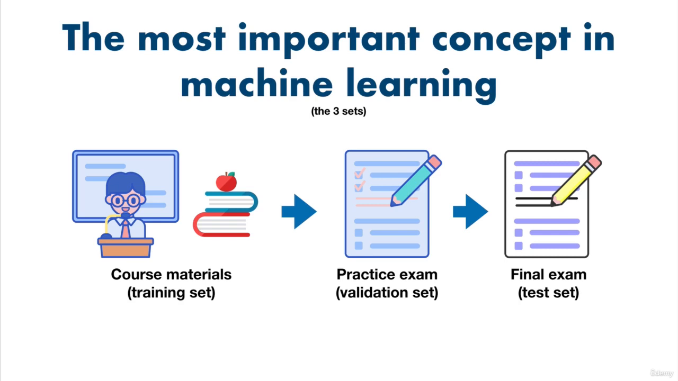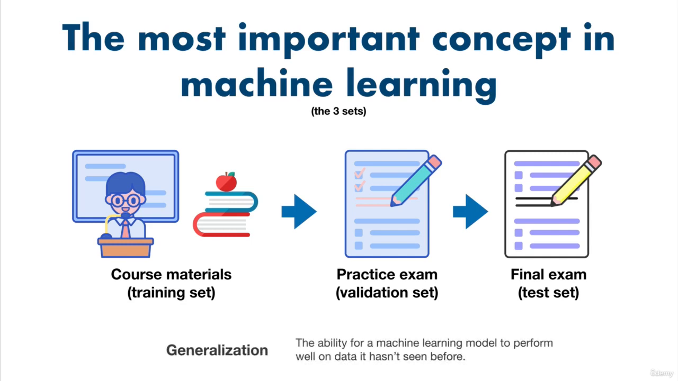This adaptation that you had from the course materials and practice exams to the final exam is referred to in machine learning as generalization, or the ability for a machine learning model to perform well on data it hasn't seen before because of what it's learned on another data set.